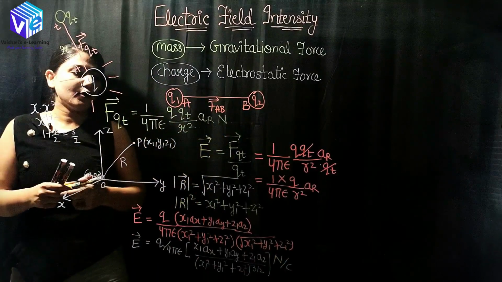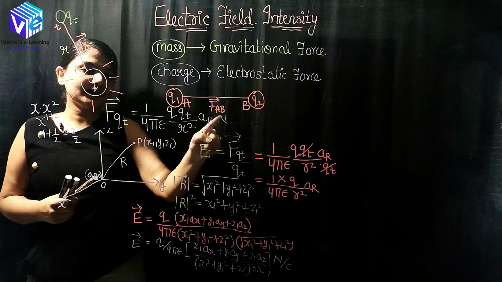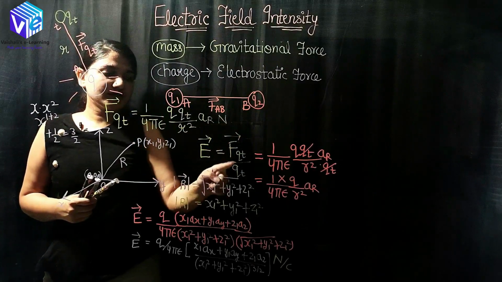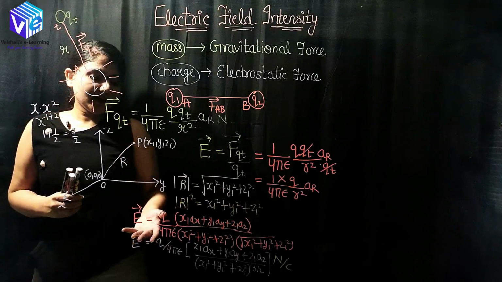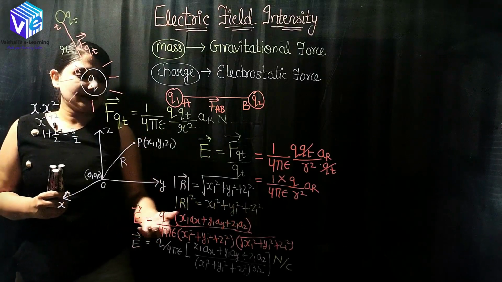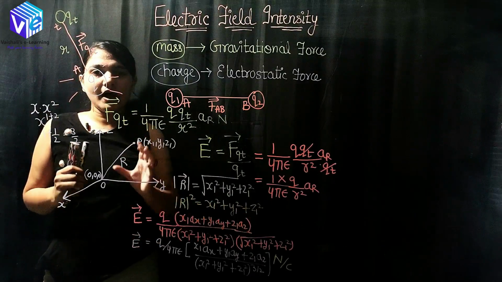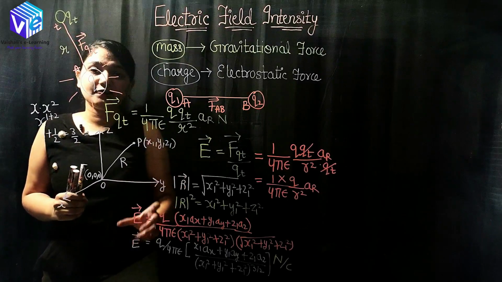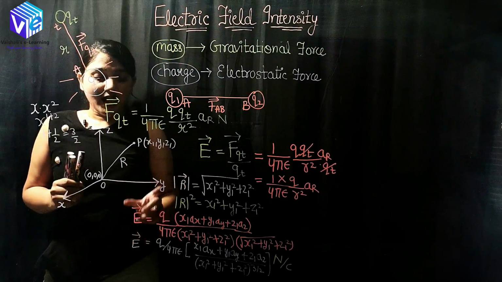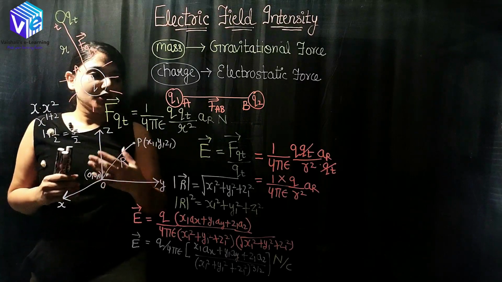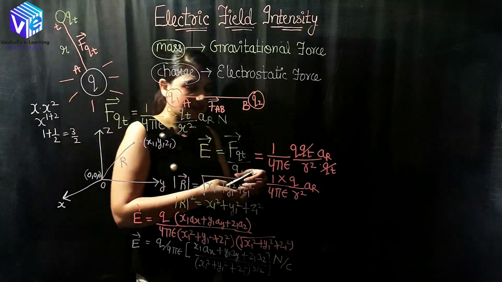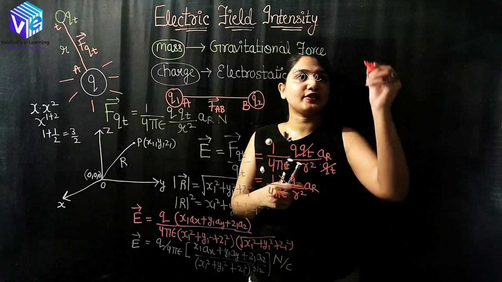So okay, I was having the force unit is Newton, and when force is divided by charge, unit is Coulomb. So the unit of electric field intensity will be Newton per Coulomb. I have not computed the electric field directly. I have computed the electric field with the help of the force. So now coming to the next concept, which is line of electric field.